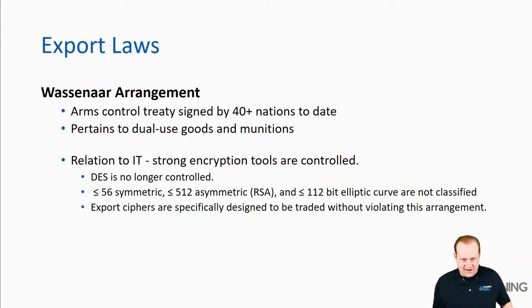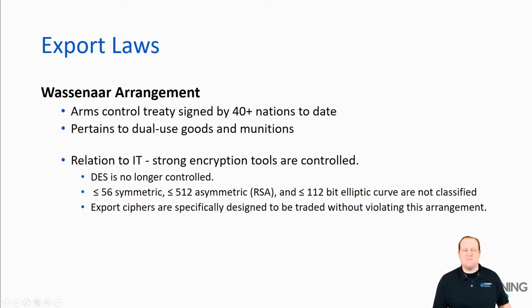The Wassenaar Arrangement, an arms control treaty signed by 40 plus nations that pertains to dual use technologies. Like, a rifle might be used in time of war, but also for hunting. It's got dual use, military and domestic. We see this pop up in the IT world because of encryption tools. Some forms of encryption, notably things that support large encryption keys, oh, the Wassenaar Arrangement has something to say about that.